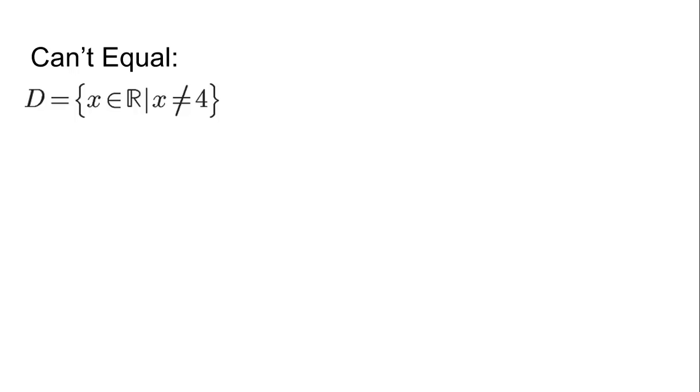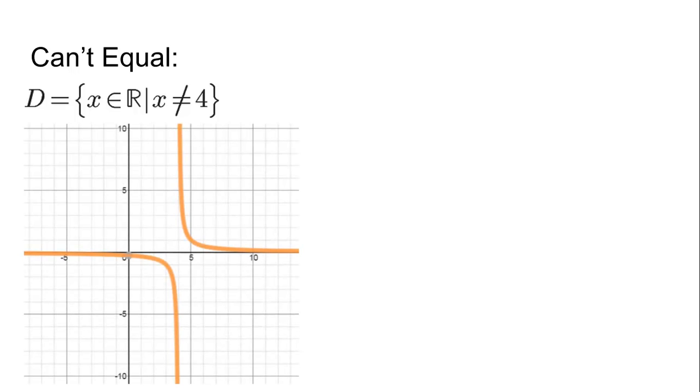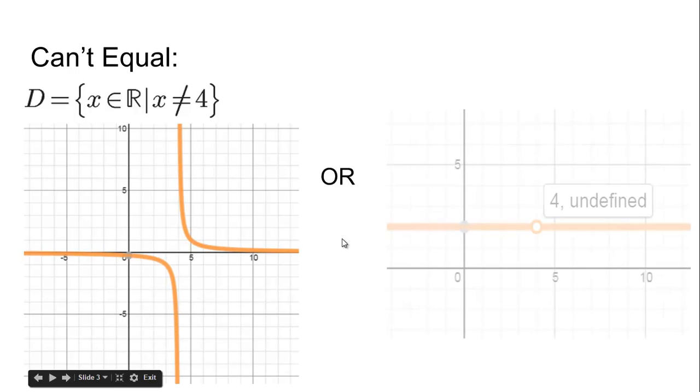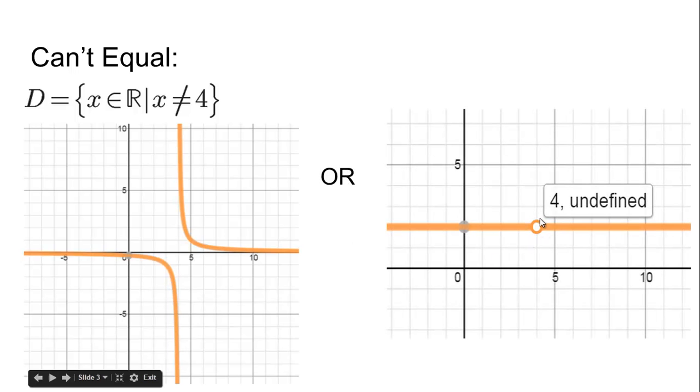So the idea of can't equal: we say domain x cannot equal 4, and we've seen that before, and that happens in the 1 over x graph. And so if x can be everything but 4, we just draw an asymptote at 4. You can also do that with a hole. And so we put a little hole at 4, and then we say that we can be everything before and everything after. So that's also possible. x can be everything but 4.